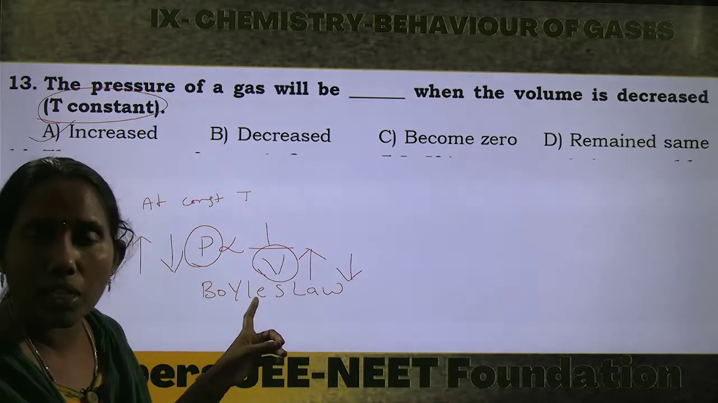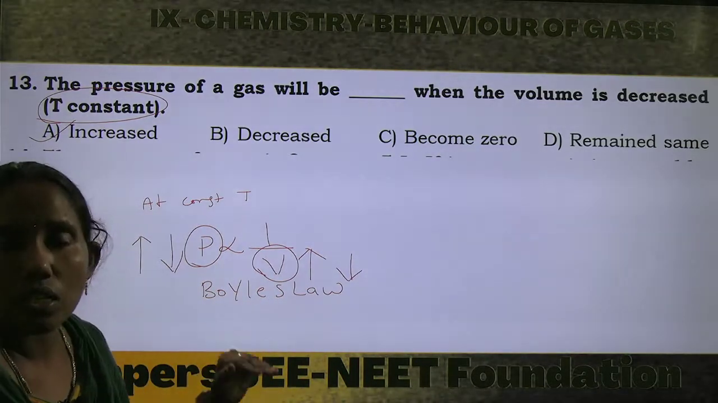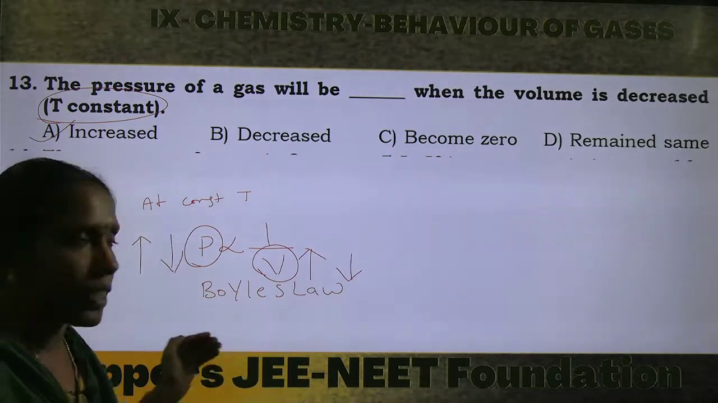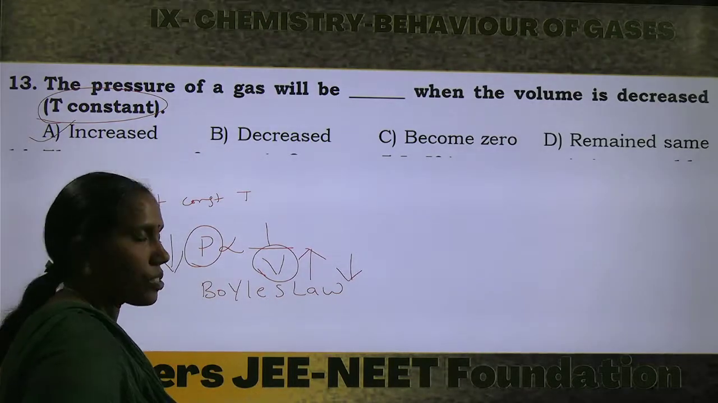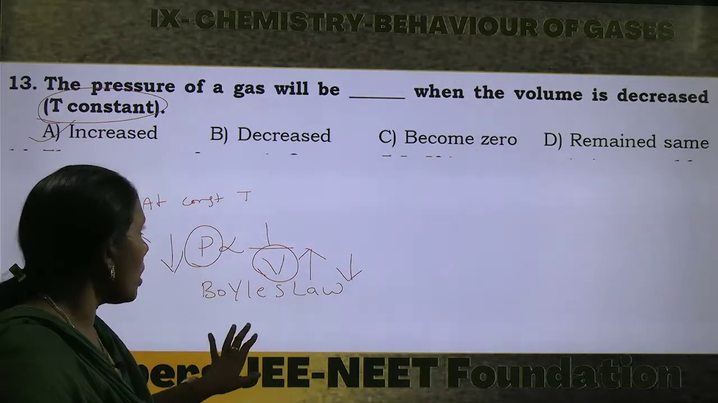The given options are: A is increased, B is decreased, C becomes 0, D remains the same. No, both are inversely proportional. Once volume is decreased, pressure obviously increases. So I will go with the first option. Now comes the next one.